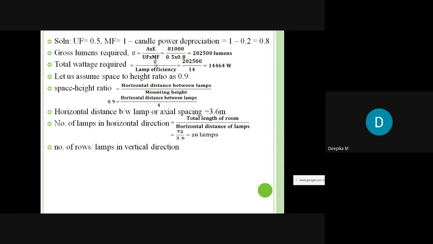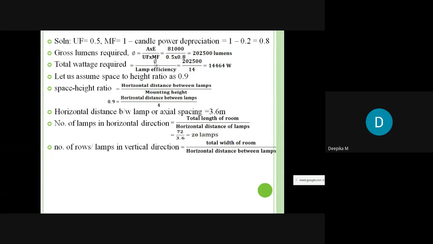So how do we go with this? So first of all, we have to calculate number of rows or lamps in vertical direction. If you calculate number of rows, it is also similar to the number of lamps in vertical direction. So to calculate that, we will use this formula, which is nothing but total width of room divided by horizontal distance between the lamps. So total width of room divided by horizontal distance between the lamps will give you how many number of rows are there, or how many number of lamps are there in vertical direction.